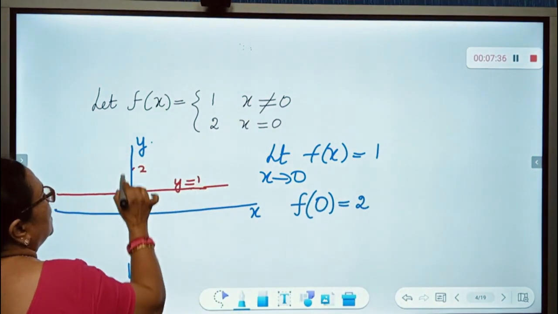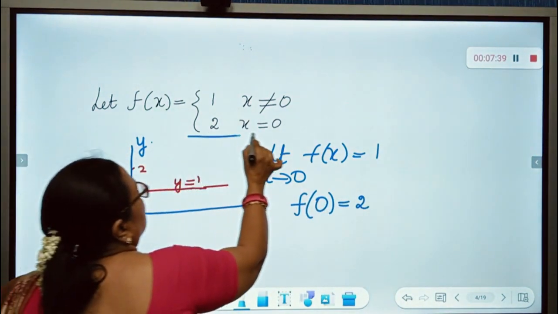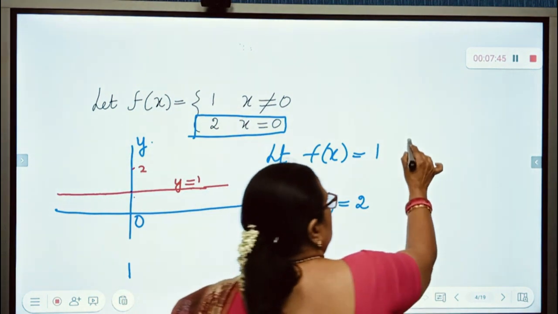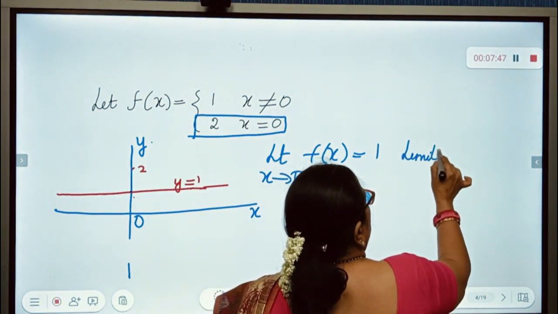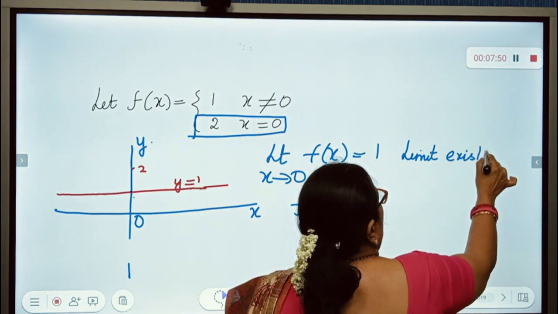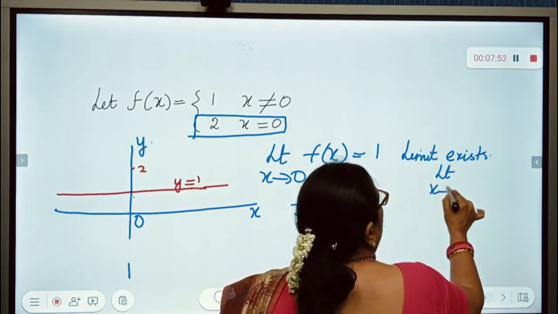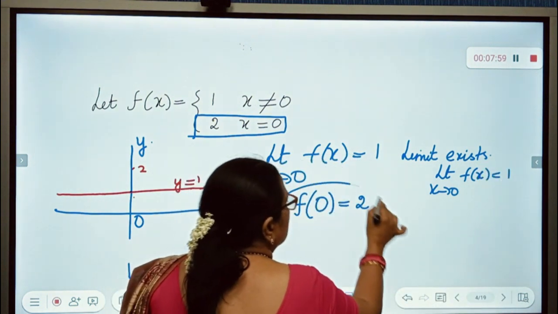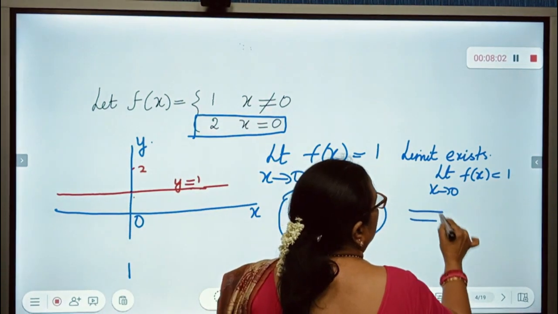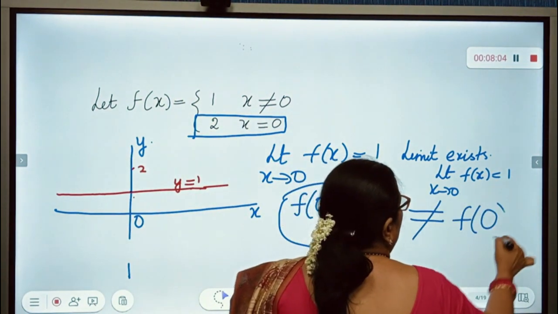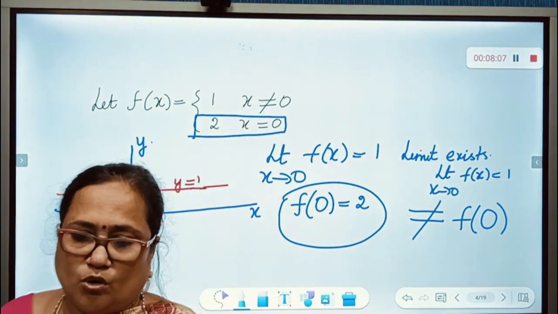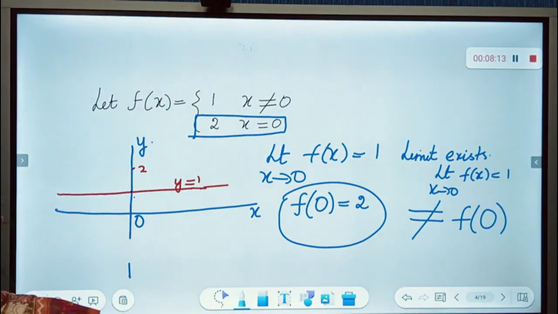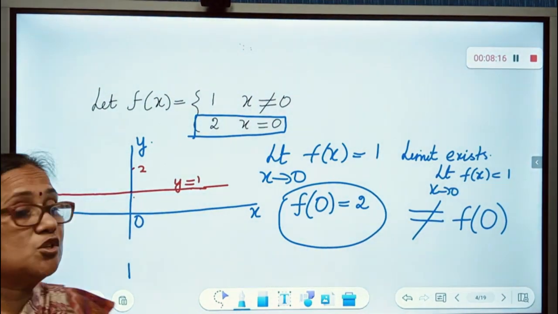What is f(0)? The value at 0 is 2. So, the limit exists. What limit? The limit as x tends to 0 of f(x) is equal to 1. It exists. But f(0) is 2. It is not equal to f(0), the value of the function at x equal to 0. Therefore, what does it mean? The limit exists, but it is not equal to the value of the function. Therefore, the function is not continuous.